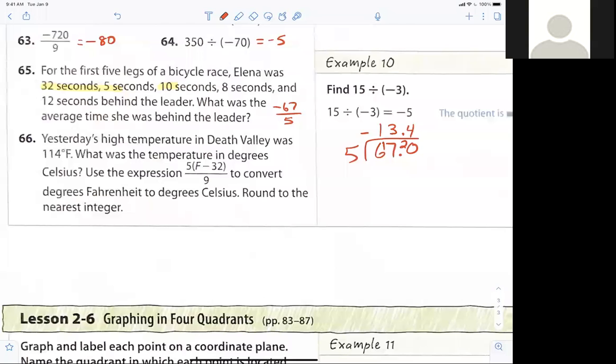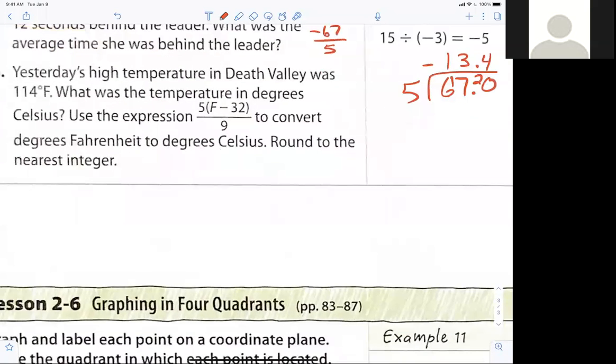What was the temperature in degrees Celsius? Use the expression 5 times (F - 32) divided by 9. Convert the degrees Fahrenheit to degrees Celsius. Round to the nearest inch. Okay, so here we go. We're gonna do 5 times 114 minus 32 divided by 9. So tell me what 114 minus 32 is.